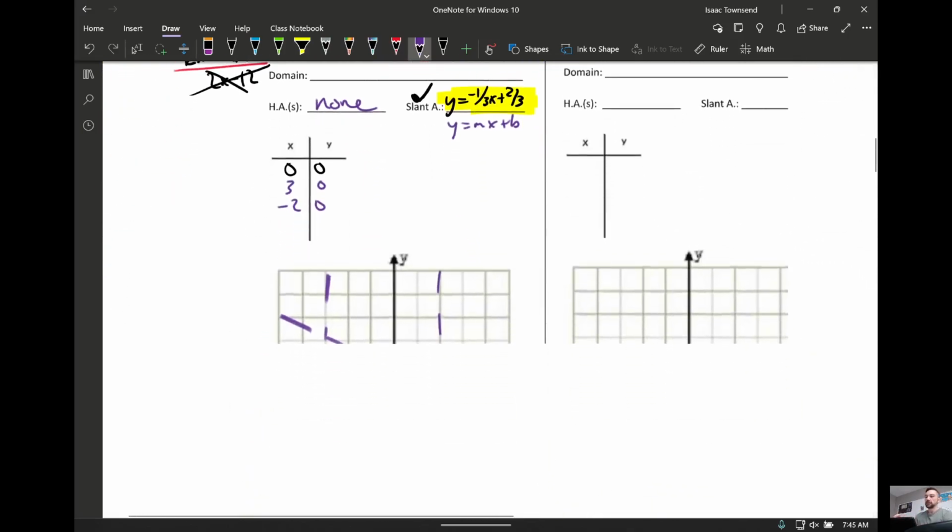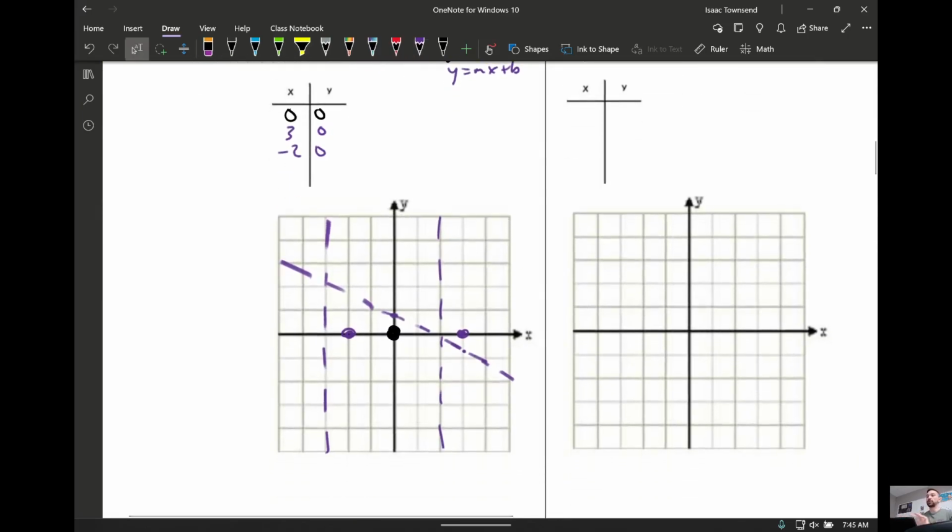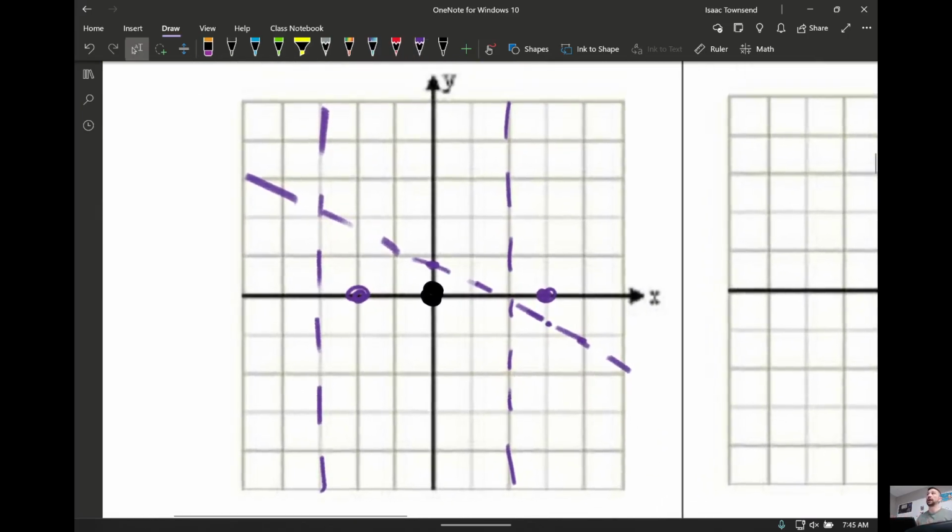Okay, and of course we could get more points, but on this one, I think we've got enough points if we know how it behaves around the asymptotes. So, for example, I know it's supposed to approach horizontal and slant asymptotes at the end of the graph. So if it's hitting this point and it's got to approach that line, that's going to look like that.